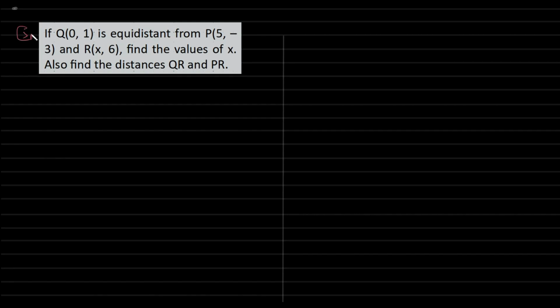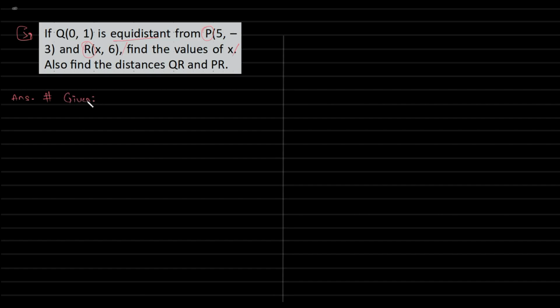Point P, point Q, and point R: point Q (0, 1) is equidistant from point P and point R. Find x. Also find the distance. So that's the next part. Here too, I'm not going to draw the diagram.